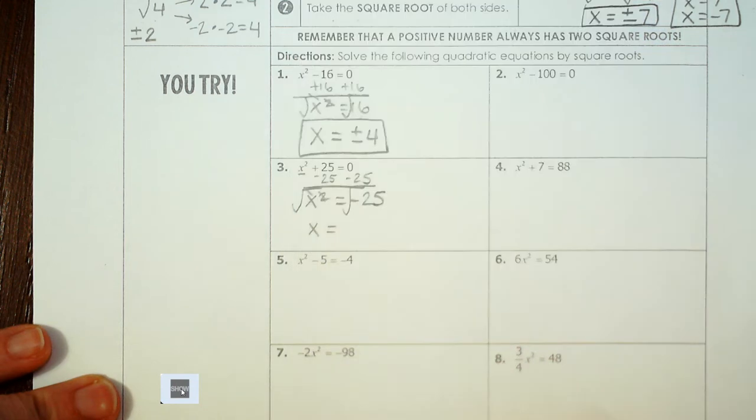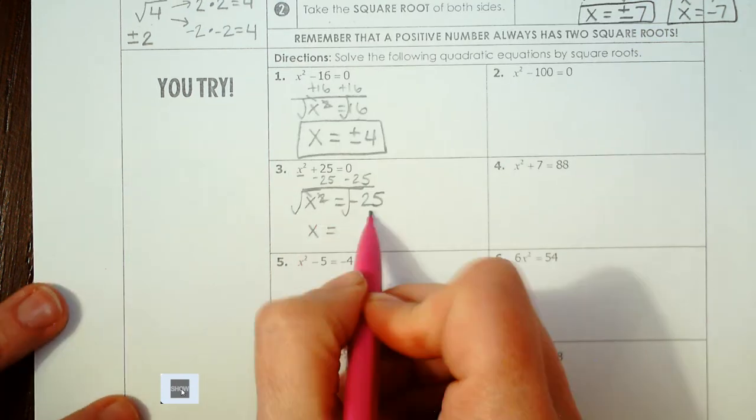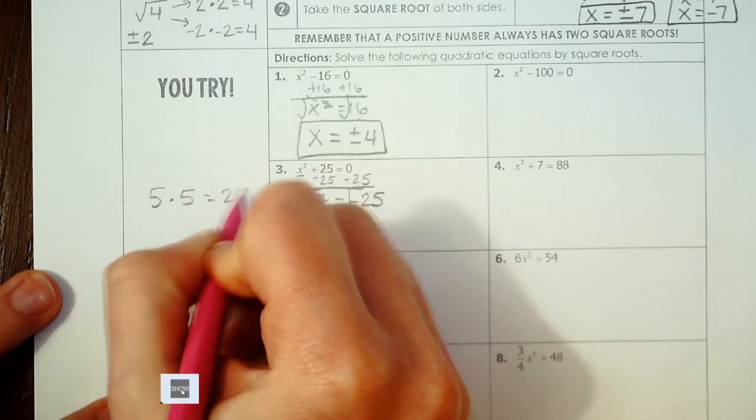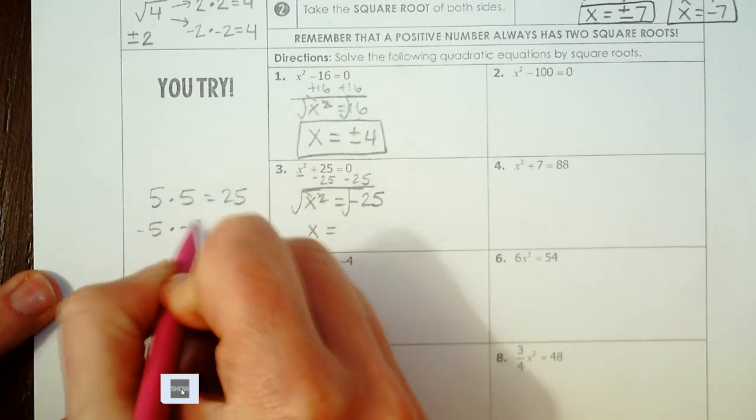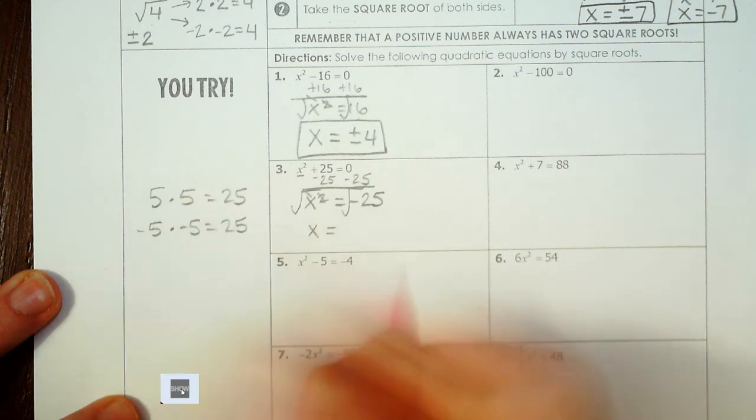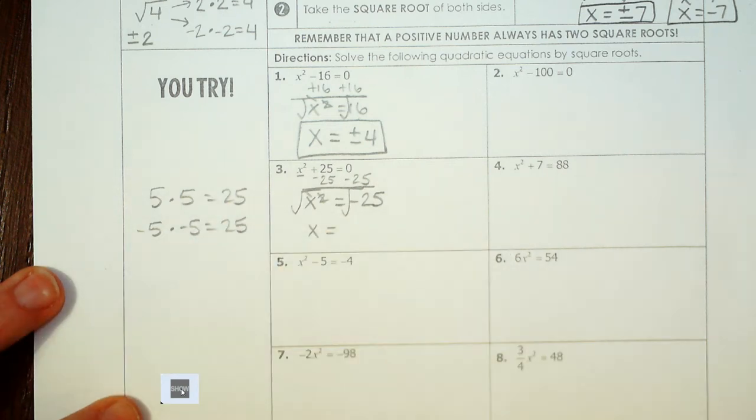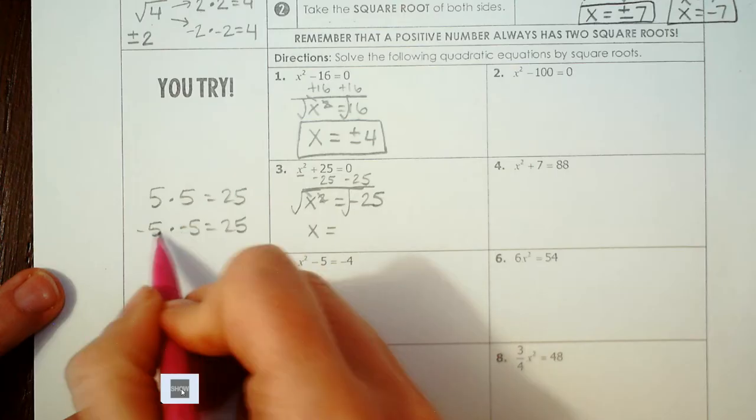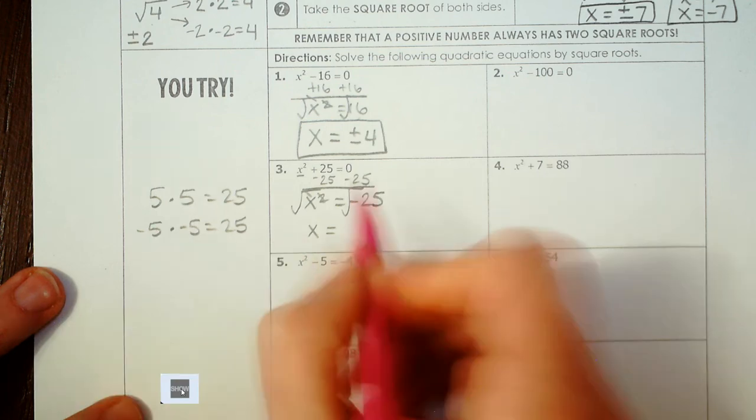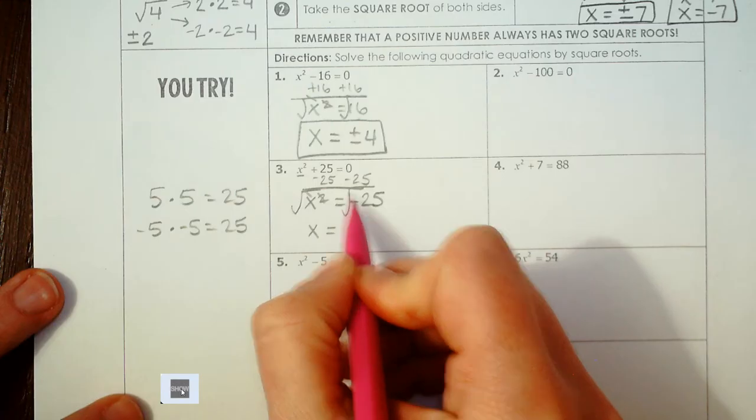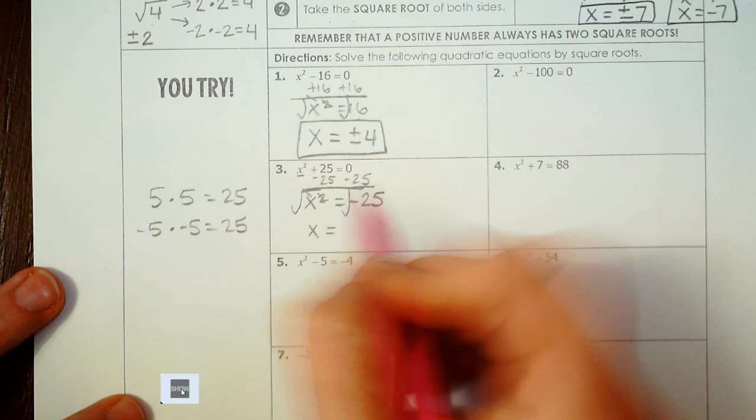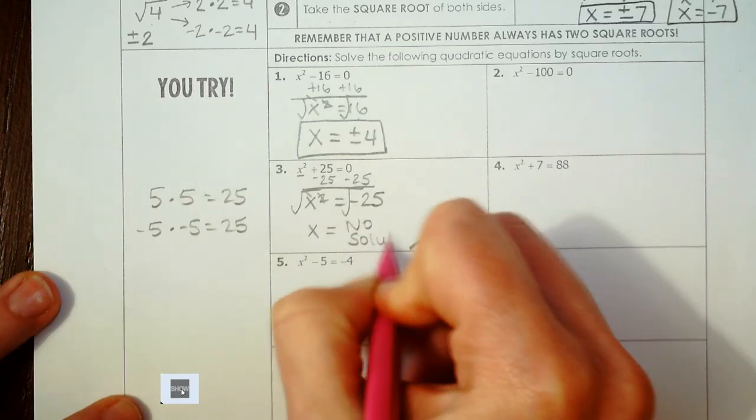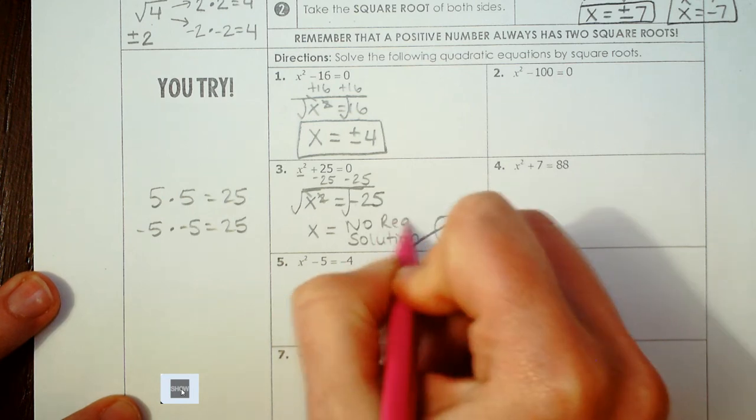That's because there's nothing you can multiply by itself to get -25. So 5 times 5 is 25, and -5 times -5 is 25. But none of those give you -25 as an answer. And you can't mix and match different numbers. These have to be the same. So if you end up with a negative under your radical or your square root, then this is no solution. Or no real solution anyway.